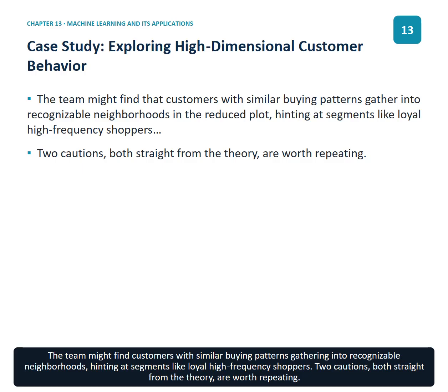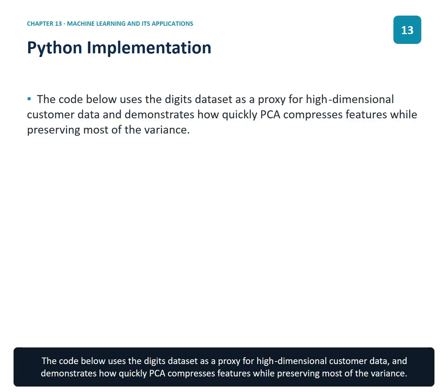Two cautions, both straight from the theory, are worth repeating. The code below uses the digits dataset as a proxy for high-dimensional customer data and demonstrates how quickly PCA compresses features while preserving most of the variance.